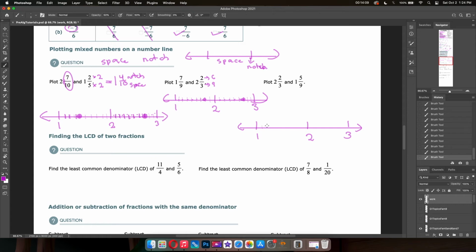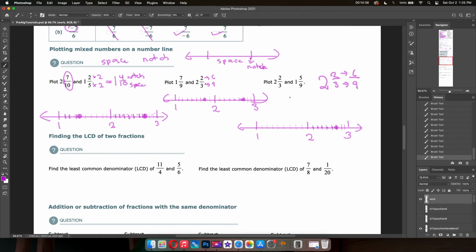So 1, 2, 3, 4, 5, 6, 7, 8, and 9. Let's see here, 2/3. That's going to be, again, 2 2/3. We need to make it 9, which means we're multiplying by 3, so we're looking at 6 notches in. 1, 2, 3, 4, 5, 6. So there's my 2 2/3.